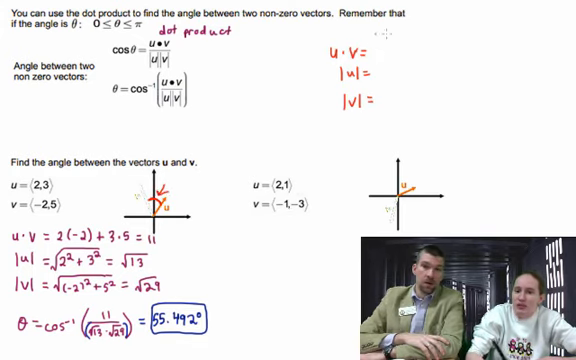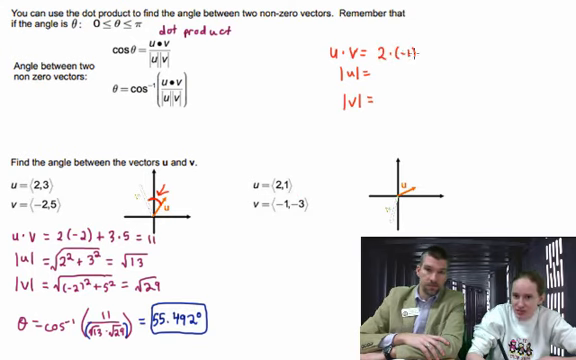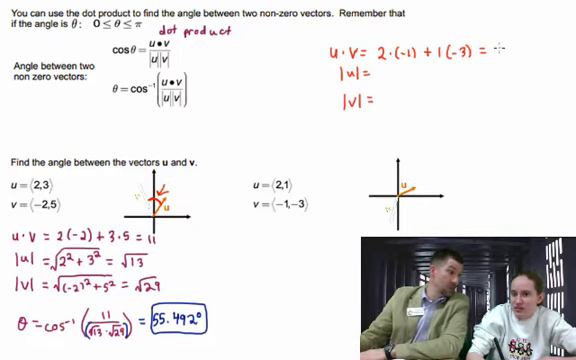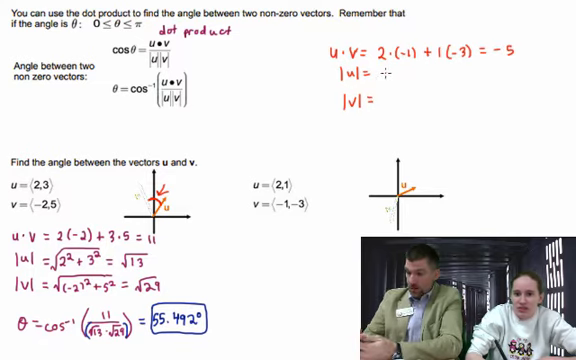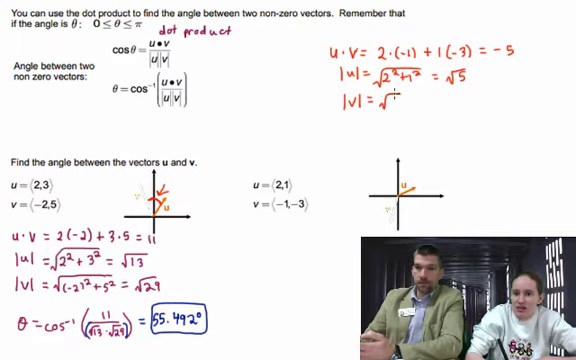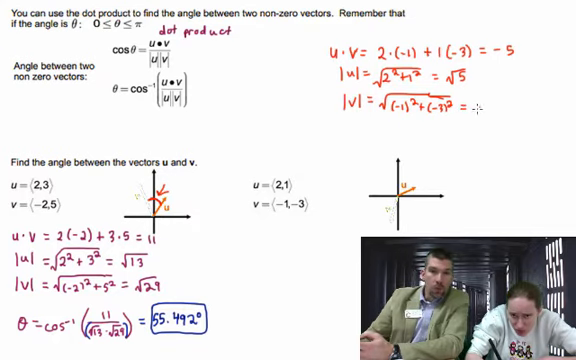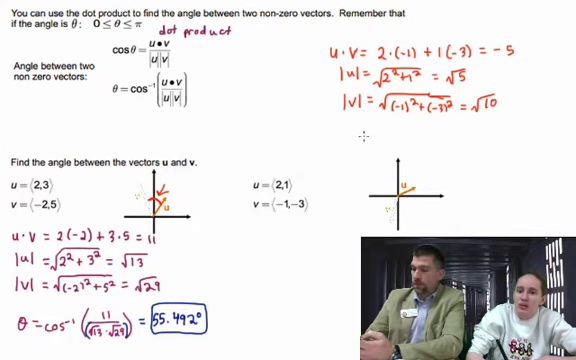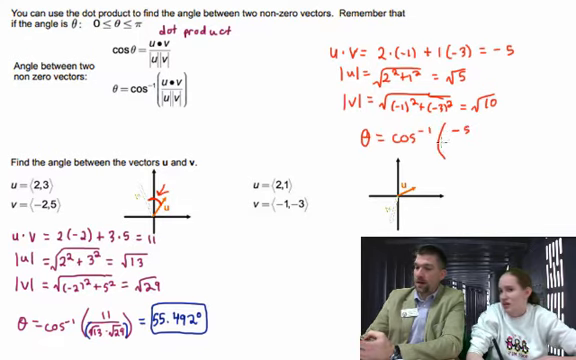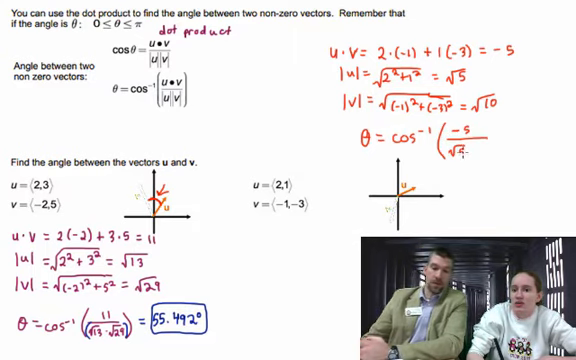Okay, so U dot V. Now we're doing this problem. First times first plus second times second gives us -2 minus 3, which is -5. Magnitude of U, so 2 squared plus 1 squared square rooted is square root of 5. And then -1 squared plus -3 squared, and we're going to square root that as well. So that's 1 plus 9, which is 10, so square root of 10. And then we're going to put theta equals the inverse cosine of -5 over square root of 5 times square root of 10.